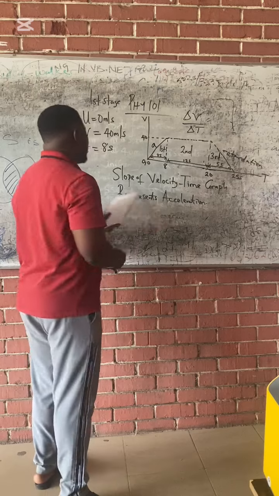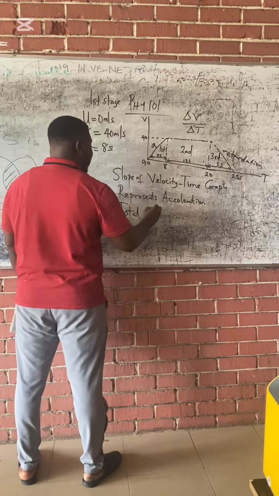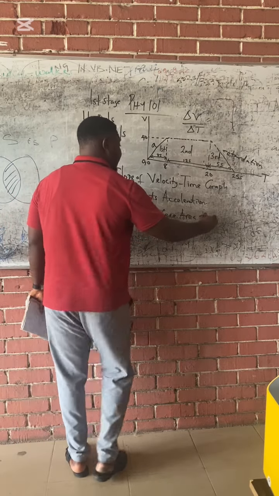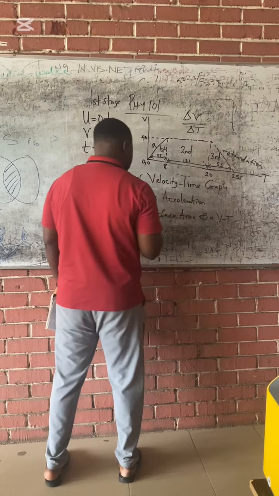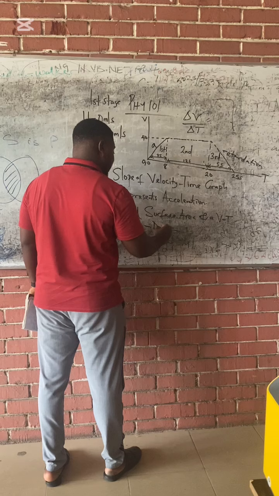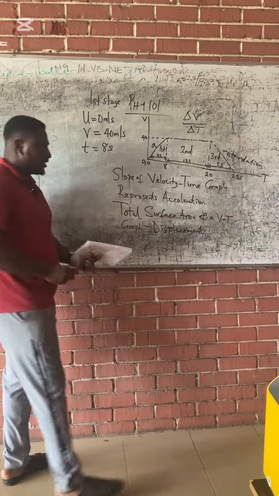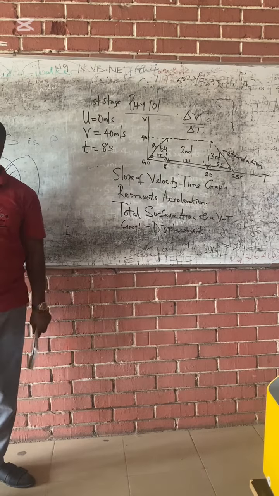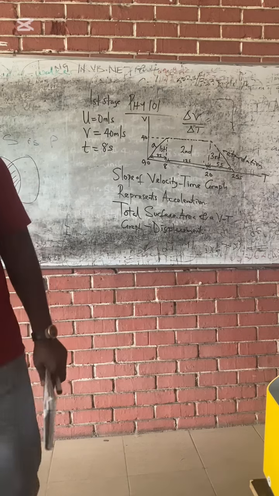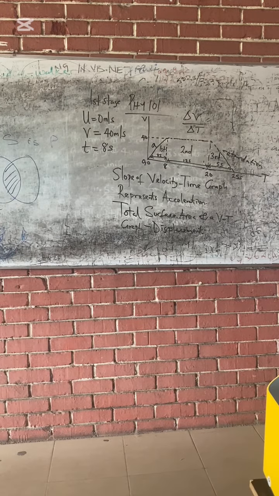Now, also, you could be asked in the exam, the total surface area covered by a velocity time graph represents what? Displacement. Class, the slope of a velocity time graph represents acceleration, but the total surface area of a velocity time graph represents displacement. Please take notes.